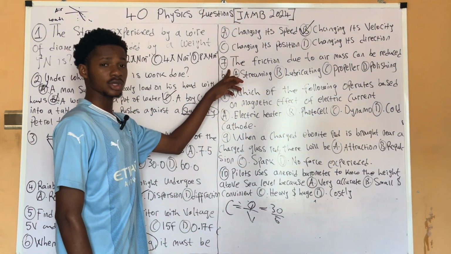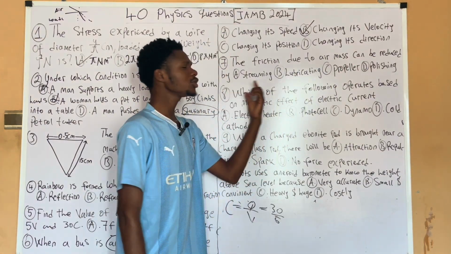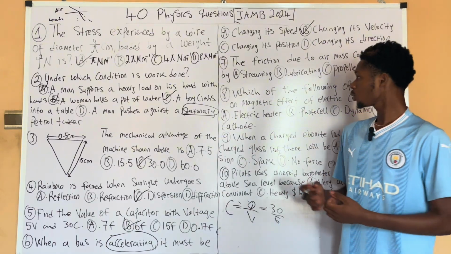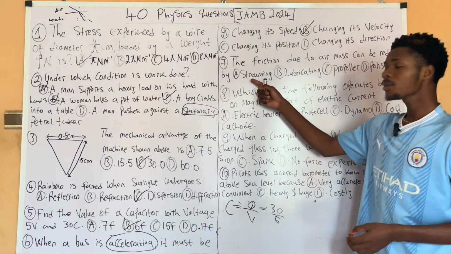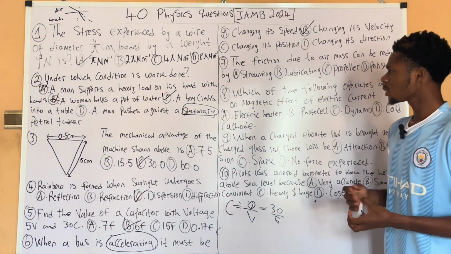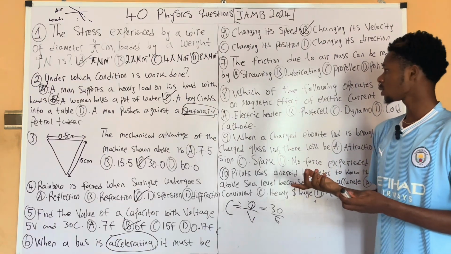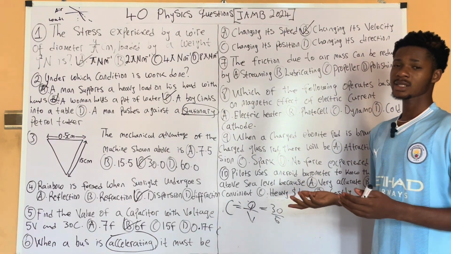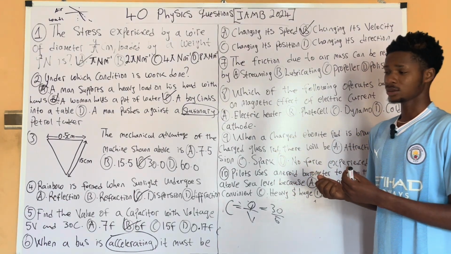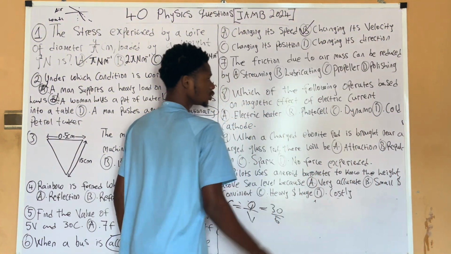And then we'll have question 7. The question says the friction due to air mass can be reduced by which of these options? How do we reduce friction? When you look at the options, you notice that there is streaming, there is lubricating, and then there is polishing. Which of these will best help to reduce friction? We also have a propeller. You should know what a propeller is. A propeller is simply like a fan that helps in creating drag in most aerodynamic objects. Now, which of these will help to reduce friction?